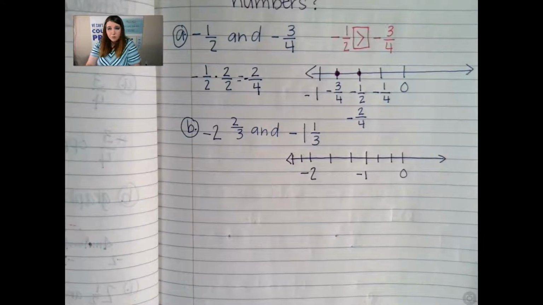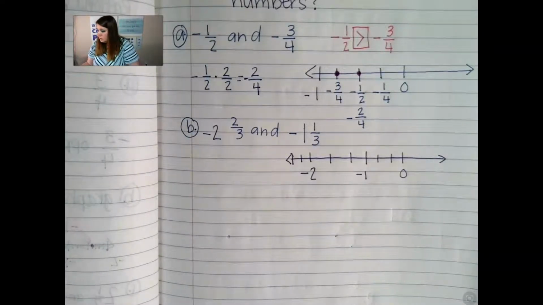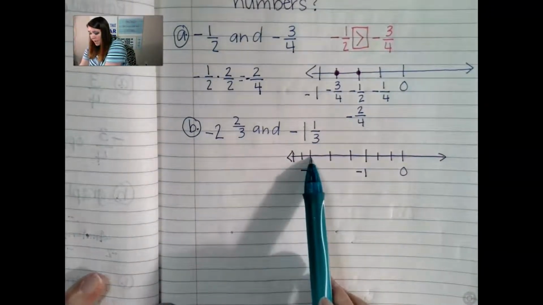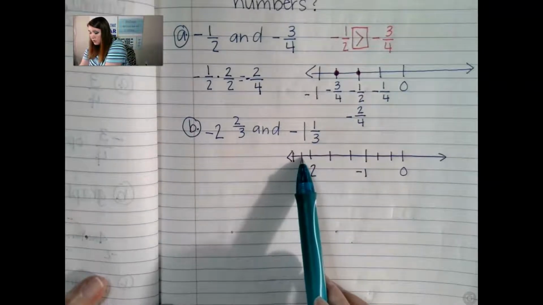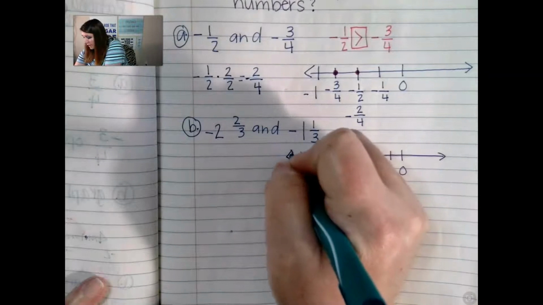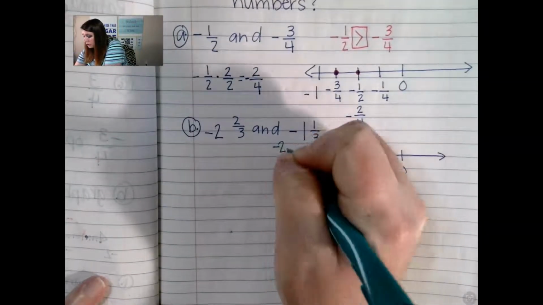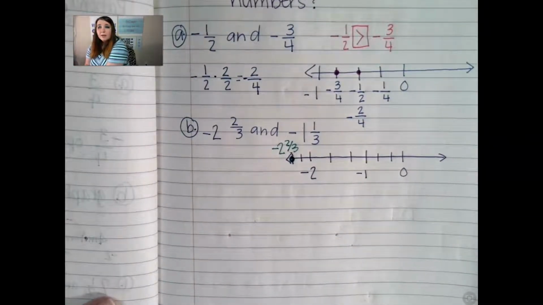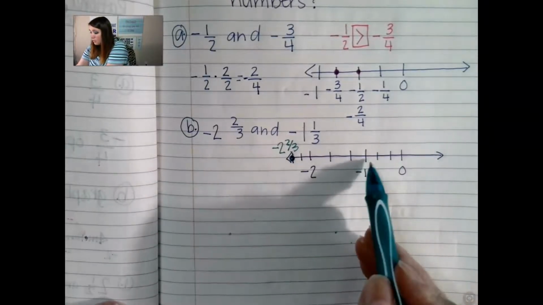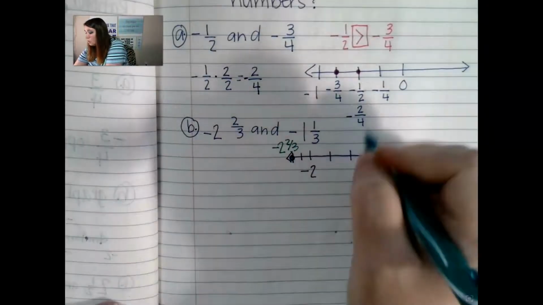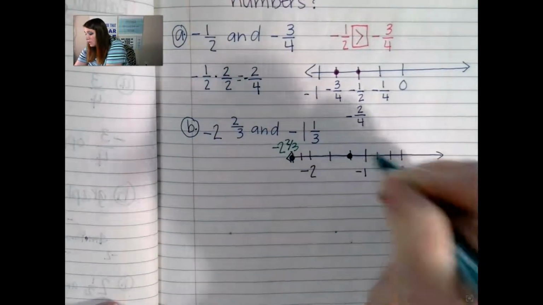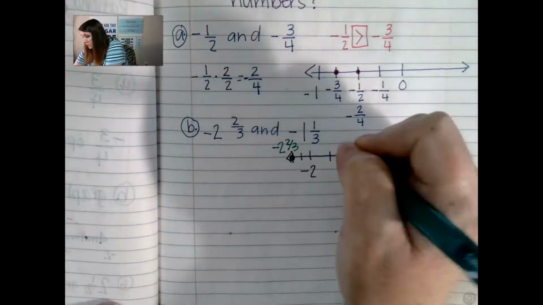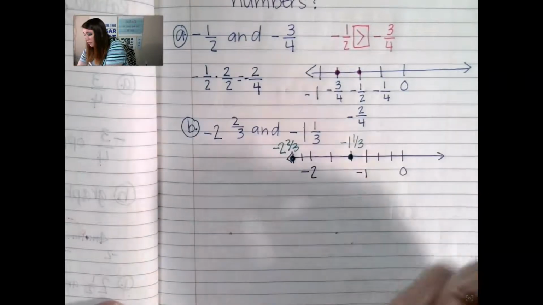Okay, so the first one that we want to graph is negative 2 and 2/3. So I'm going to jump to negative 2 first and then go 2 spots beyond. 1/3, 2/3. So here is negative 2 and 2/3 right there. There's the dot for that one. And then I need negative 1 and 1/3. So I'm going to go all the way to negative 1 and then I'm going to go to 1/3, which is right here, because here's 2/3 and then 3/3 would be at a whole number. So this is negative 1 and 1/3.